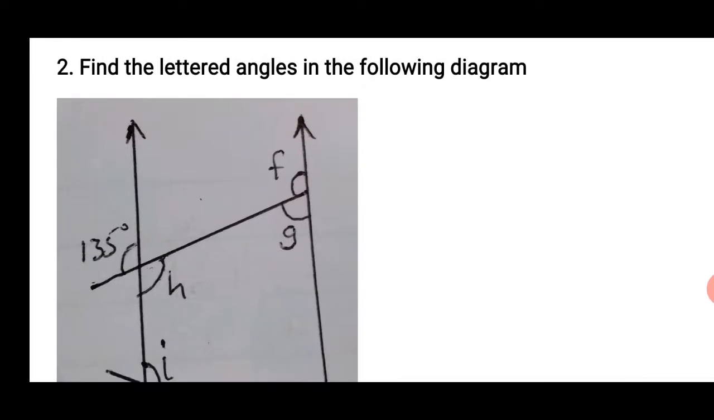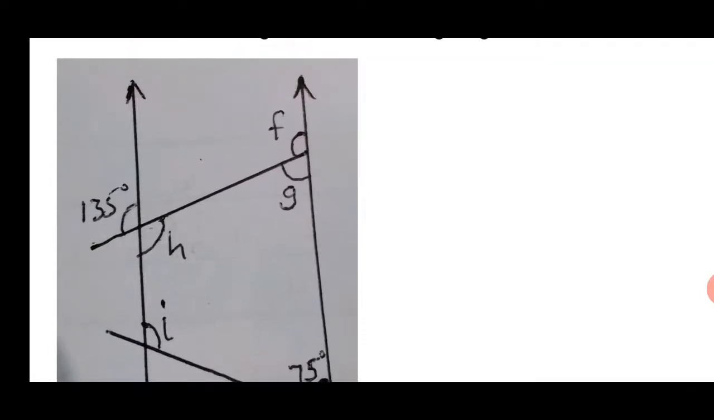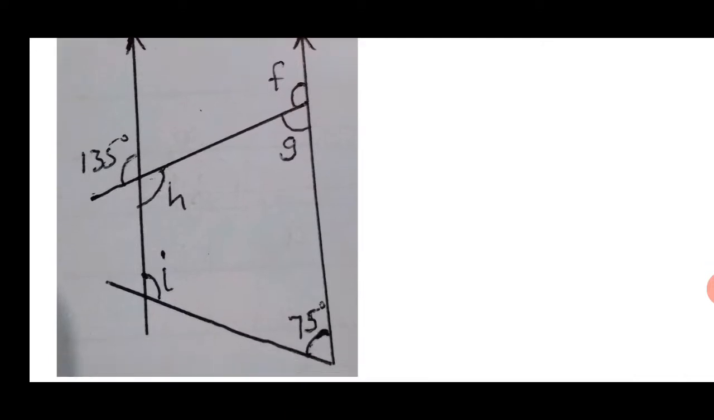Question number 2. Find the lettered angles in the following diagram. Look at the diagram. We also see that we have two parallel lines. The vertical lines are parallel to each other. Then we have different angles formed because there are two transversals crossing the two parallel lines. So there are different angles formed where those lines meet.